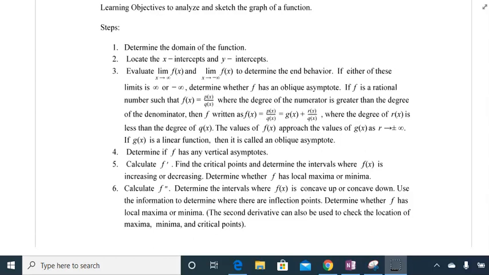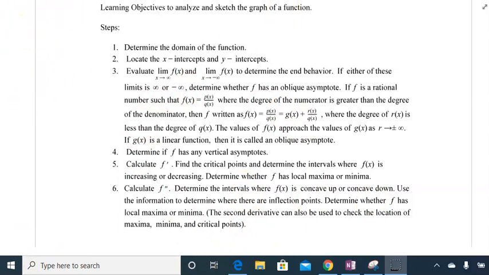And 6, we determine the intervals where f of x is concave up or concave down. You find f double prime of x. When you do that, you can set it equal to 0 or where it's undefined. That's where you find your points of inflection. You could also use the second derivative test to determine whether or not the critical points are local maxima or minima, right? That's where you use the second derivative test to check.